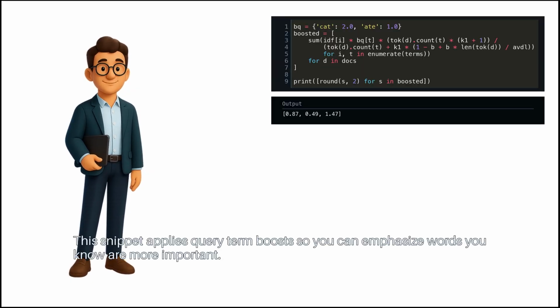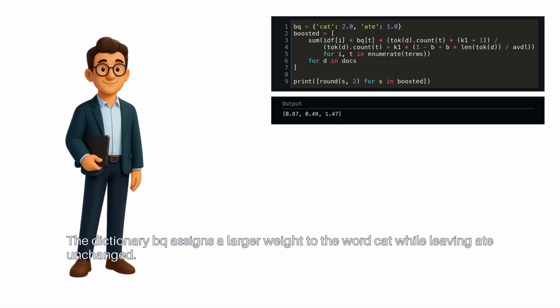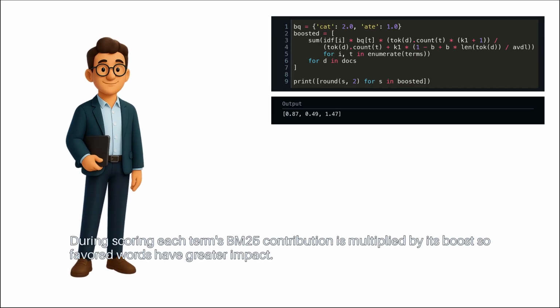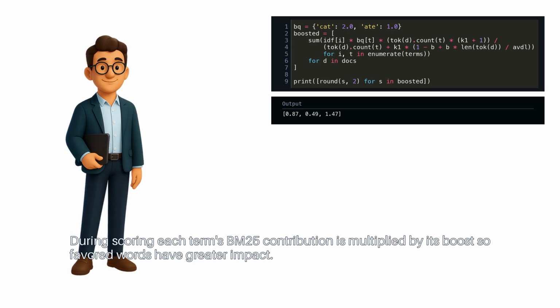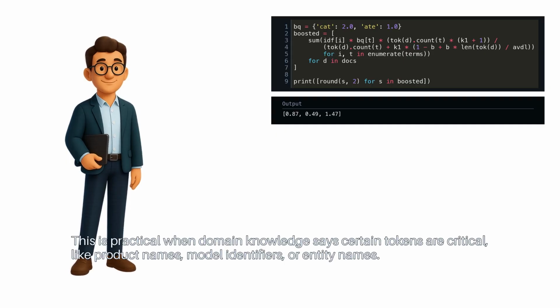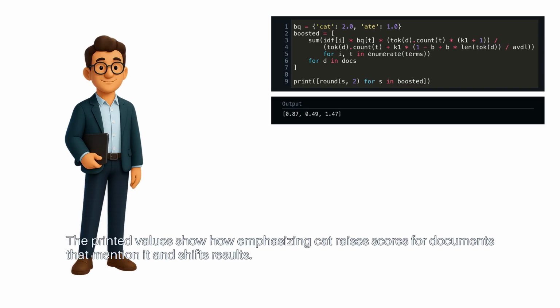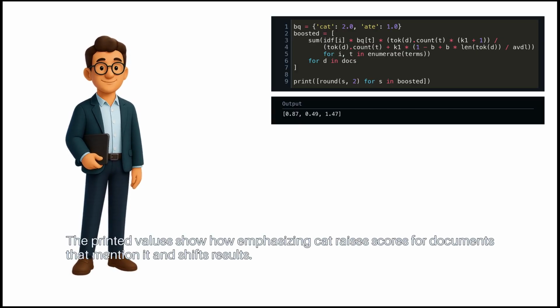This snippet applies query term boosts so you can emphasize words you know are more important. The dictionary BQ assigns a larger weight to the word cat, while leaving 8 unchanged. During scoring, each term's BM25 contribution is multiplied by its boost, so favored words have greater impact. This is practical when domain knowledge says certain tokens are critical, like product names, model identifiers, or entity names. Increasing a term's boost will lift documents that contain that term and can change the rank order. The printed values show how emphasizing cat raises scores for documents that mention it and shifts results.